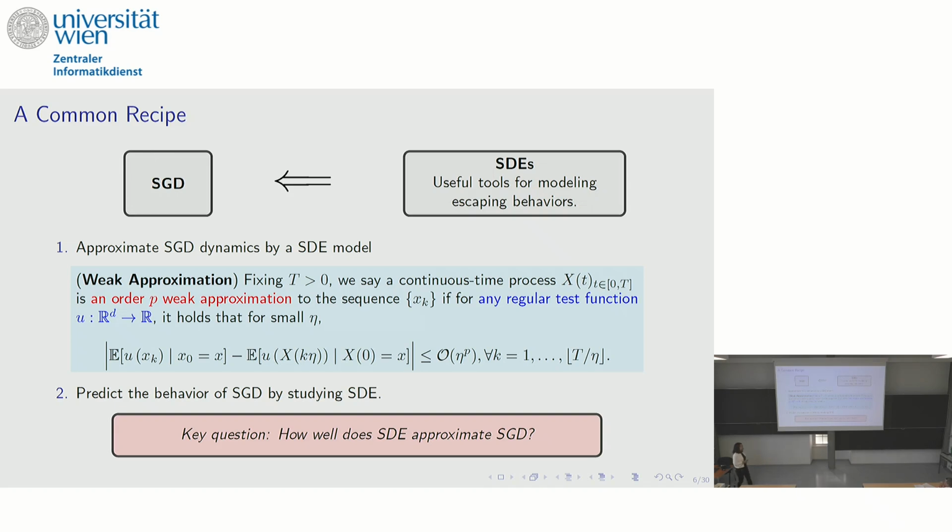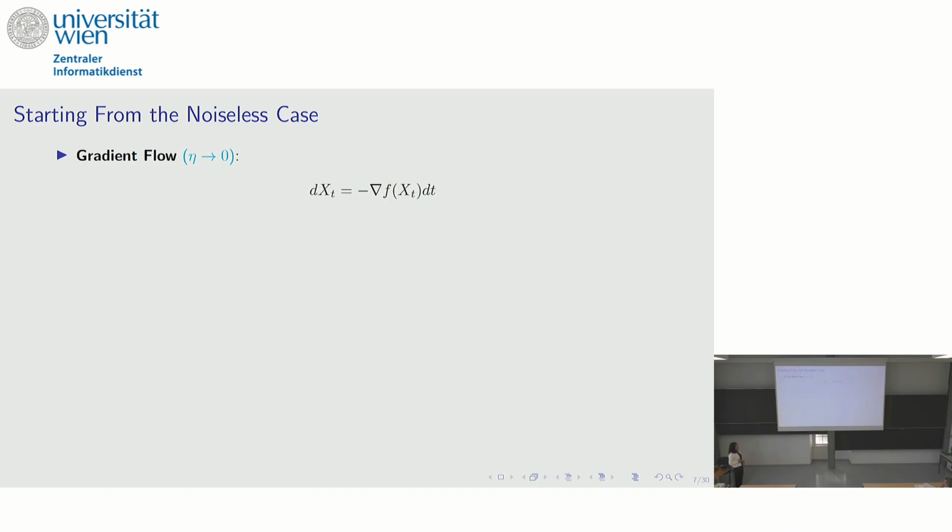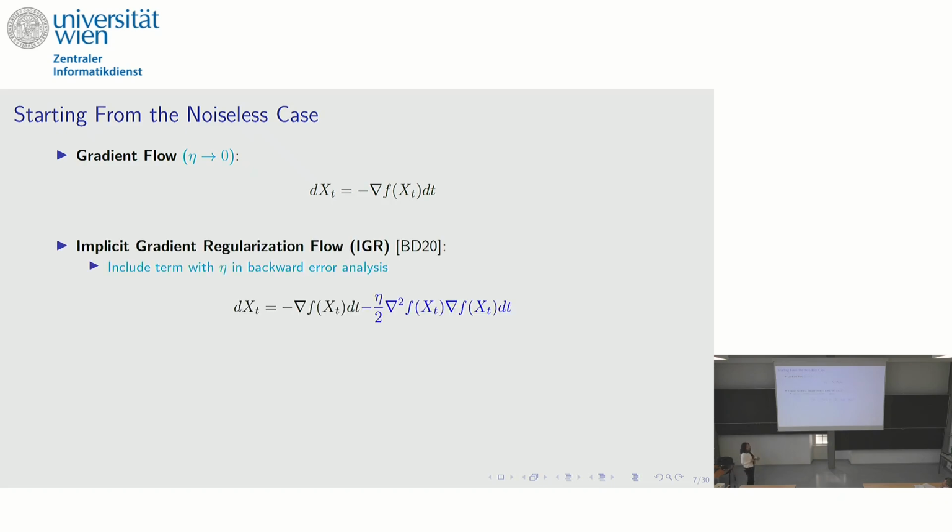Before that, I will maybe have a warm-up and start with the noiseless setting, which everybody is more familiar with. So let's start with the simplest, of course, ODE approximation for gradient descent, which is what everybody knows: the gradient flow. And if you do, say, for example, backward error analysis and include all the eta terms in the analysis, one can come up with the so-called implicit gradient regularization flow, where you see that there's an additional Hessian-related term in the gradient flow there.